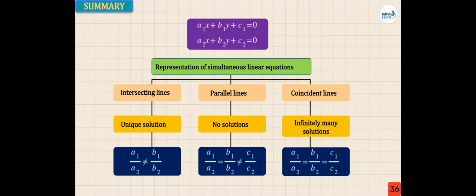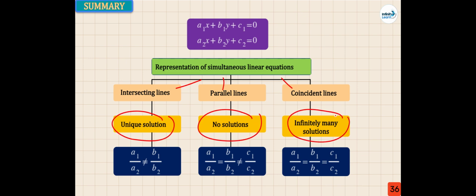Summary: what did we study? There are three pairs of lines: intersecting, parallel and coincident. Three types of lines. Pair of lines can be intersecting, parallel or coincident. For intersecting, it has unique solution. For parallel, it has no solution. And for coincident line, it has infinitely many solution. The way to check: a1 upon a2 is not equal to b1 upon b2. a1 upon a2 equals to b1 upon b2 is not equal to c1 upon c2. For infinitely many solution, a1 upon a2 is equal to b1 upon b2 is equal to c1 upon c2.